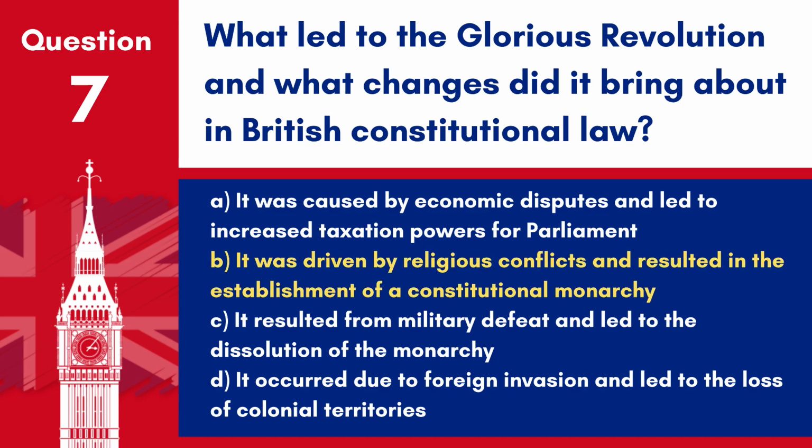Answer. B. It was driven by religious conflicts and resulted in the establishment of a constitutional monarchy. The Glorious Revolution of 1688 saw the overthrow of King James II in favour of William of Orange, which marked a significant shift towards parliamentary sovereignty.